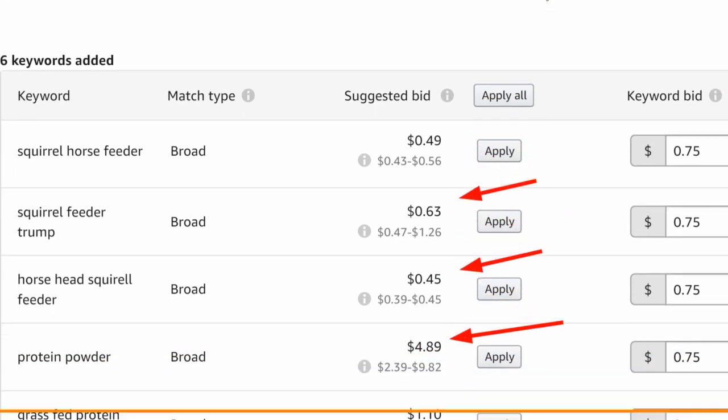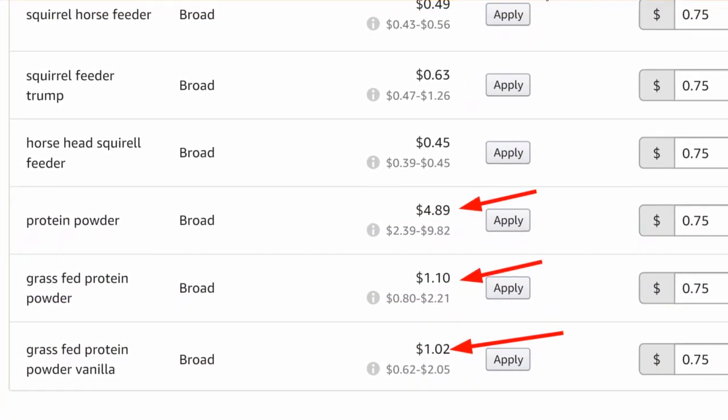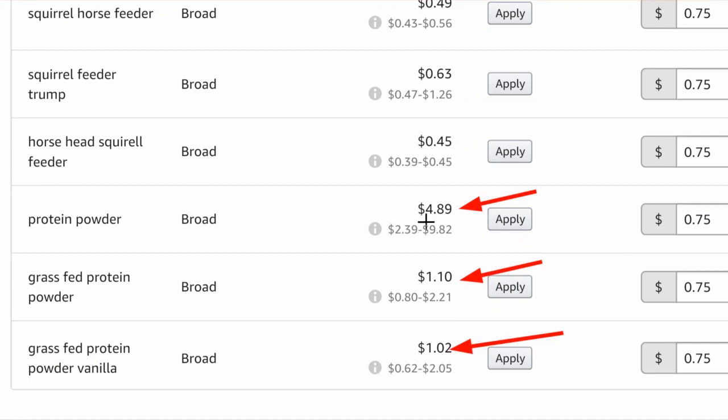So if we scroll down right here and we take a look at protein powder, you see that it costs $4.89 for a click on protein powder. But then if we go ahead and look at grass-fed protein powder there, that's only $1.10, so that's a lot cheaper. And then grass-fed protein powder vanilla is $1.02. So you're obviously not going to want to start launching in this one because the sales amount are actually a lot higher there too. So that's going to cost you way more per click, and you need to get a lot more sales. So you want to go more niche when you're starting out, potentially, if it's a saturated market.